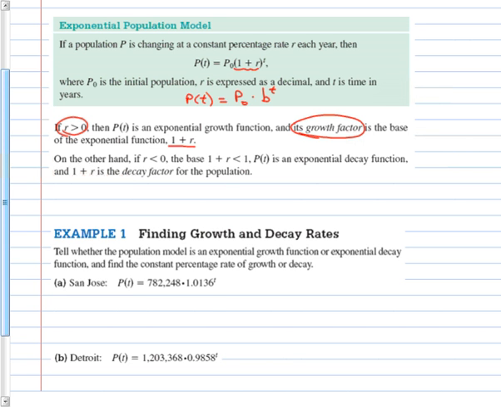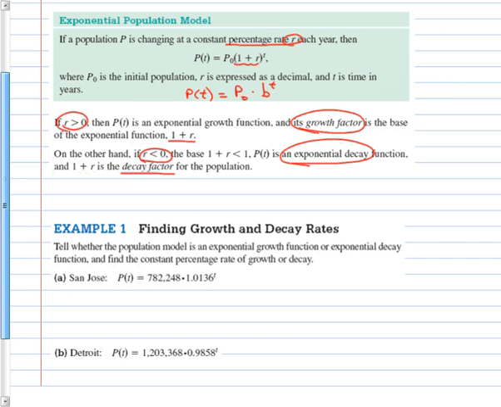Where did it say it? Somewhere they're going to have to say it. Percent rate each year. There you go. Right there is that rate each year. Now if my r is less than 0, so 1 plus like negative 0.2, well then it would be smaller than 1. And so I would have an exponential decay function, and I have a decay factor. Whatever that base is, it's the growth factor or the decay factor.